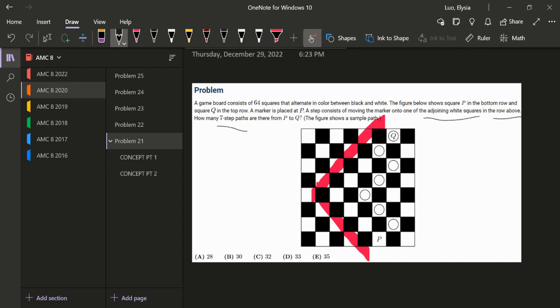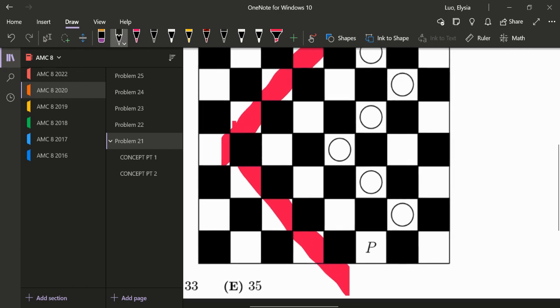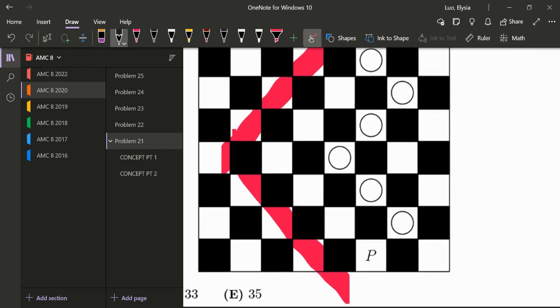So, how many ways are there to get to P? Well, we're already on P, so that means there's one way. How many ways are there from P to get to this square over here? 1. There's only one way. You can't go to this square because you would have to touch a black square. But you can go to this square. There's only one way to go here and one way to go here. There's also only one way to go here.